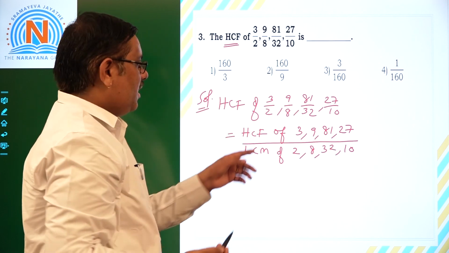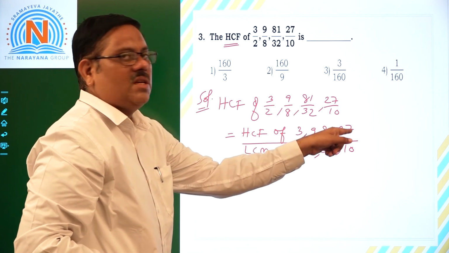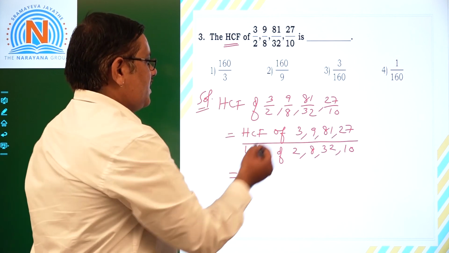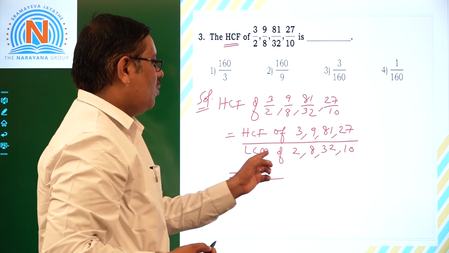Otherwise, if you look at the numerator, 3 is a factor of 9, 81 as well as 27. 3 is a factor of all the other 3 numbers. So the HCF will definitely be 3. Now, what is the LCM?